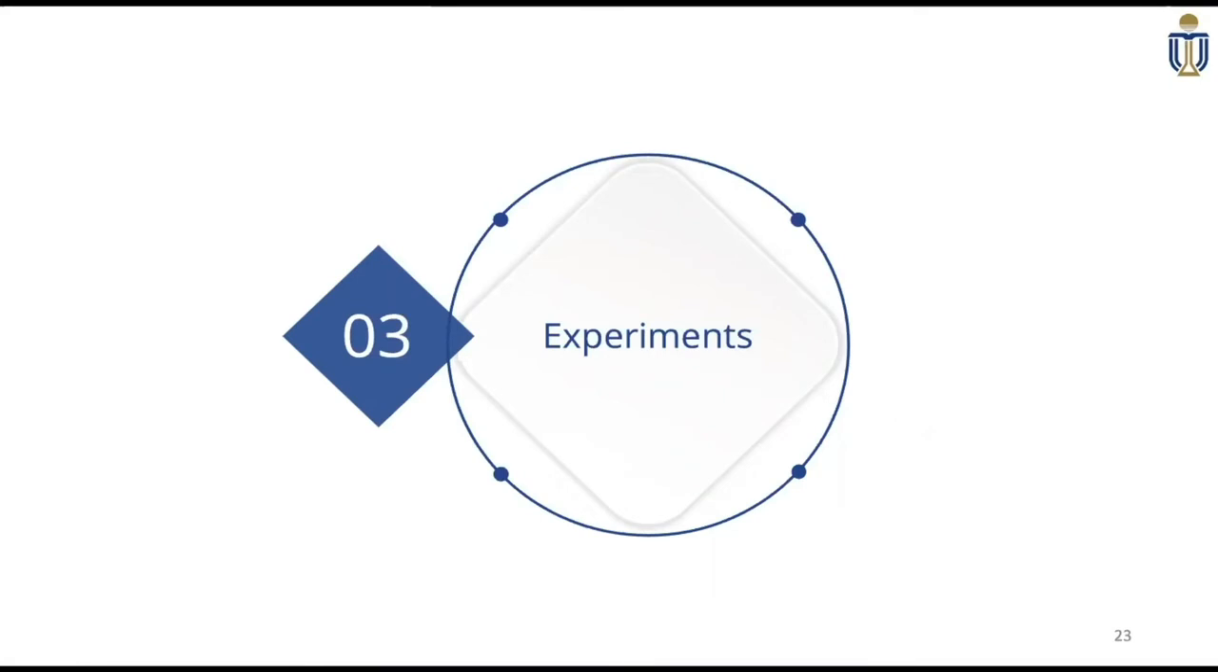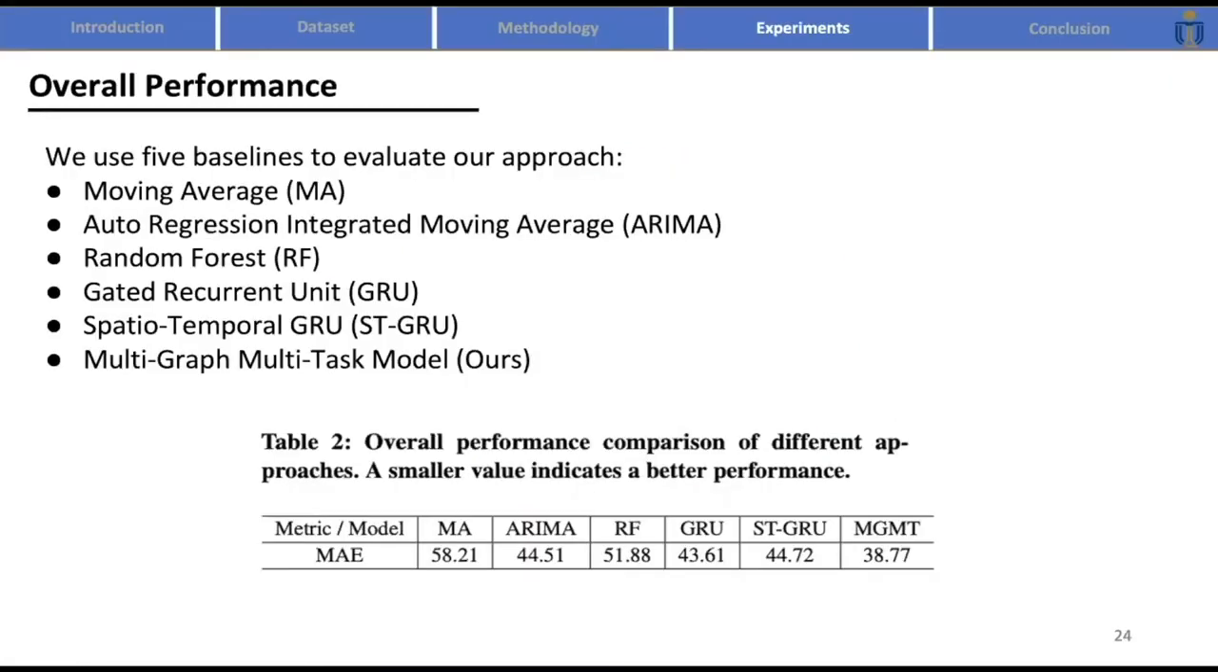Next, I will introduce the experiment part. Here is the overall performance. The following table shows the overall performance. In the experiment, we use 5 baselines, 3 statistical learning baselines and 2 deep learning baselines. Here we use mean square error as the evaluation metric.